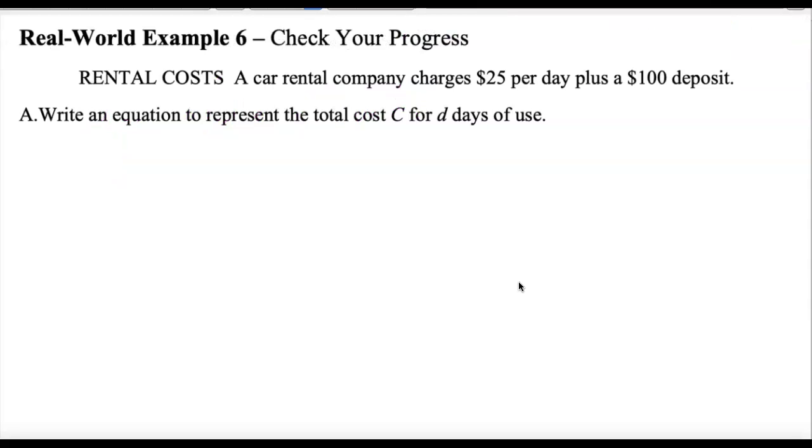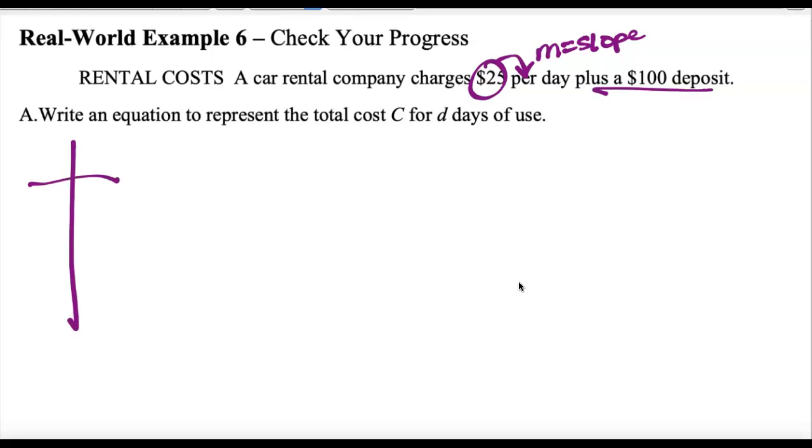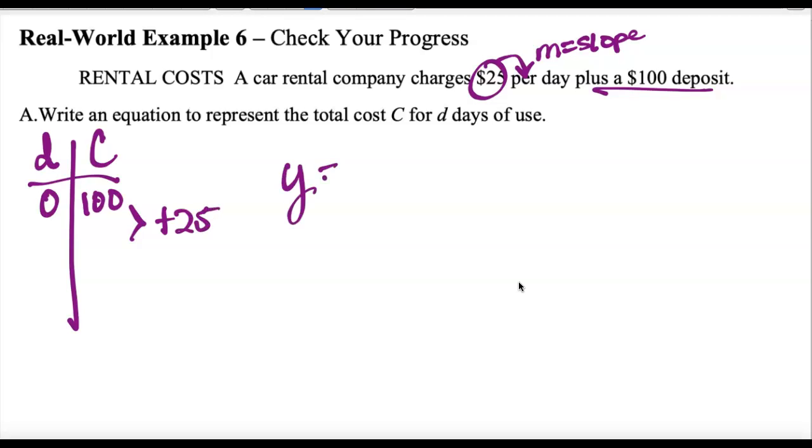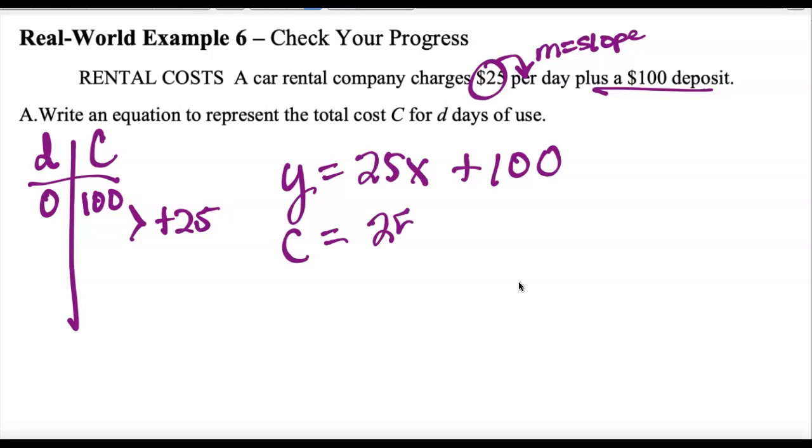A rental car company charges $25 per day. That's a hint that that's a slope, plus a deposit. A deposit is that one-time fee. So if we think of this as my days that I'm renting and my cost, at the beginning I'm still paying that $100 as a down payment, and then every day it's going up by 25. So my equation is going to be y equals 25x plus 100. And now I'm going to switch my variables. C is equal to 25d plus 100.